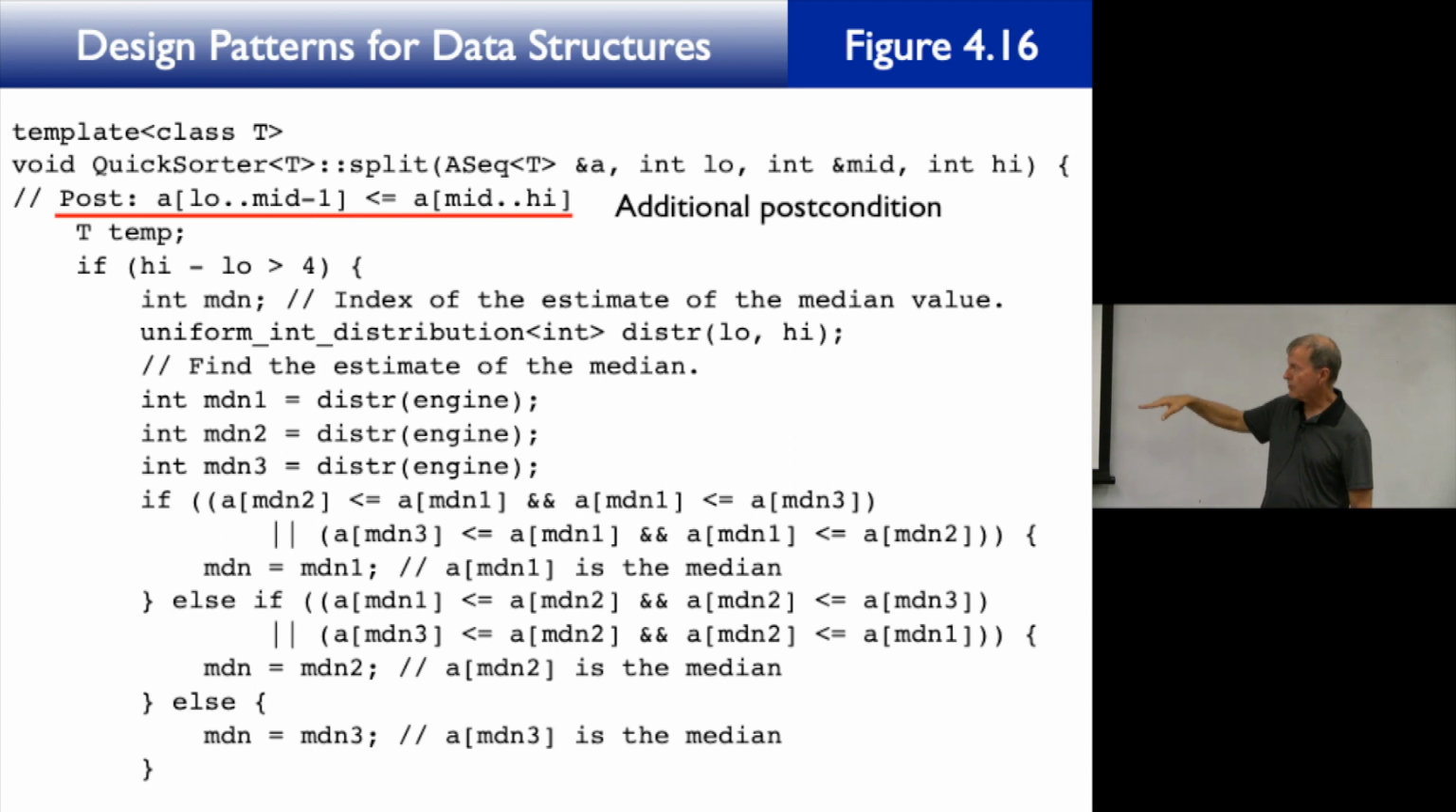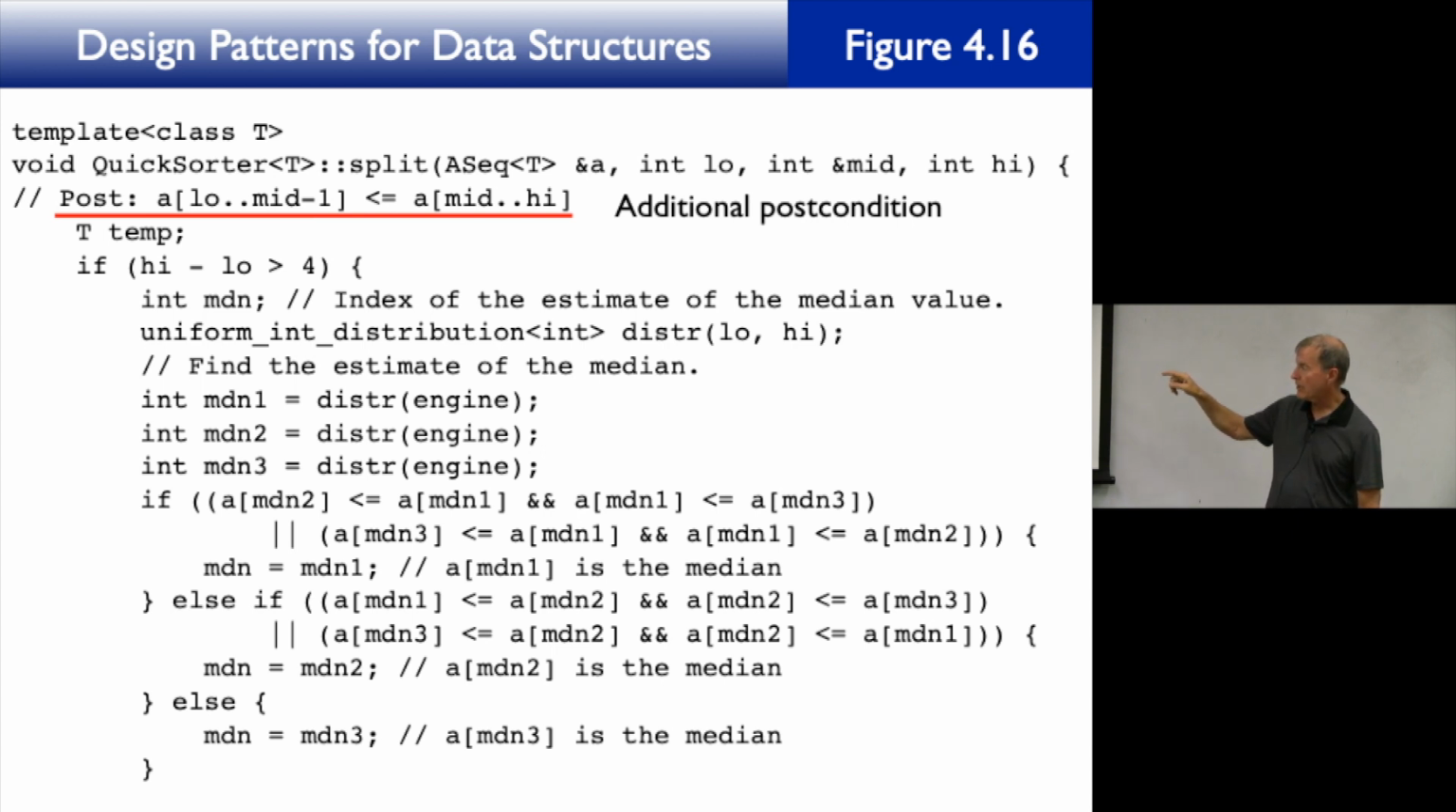Take a look here. This part of the code is finding the estimate of the median. Here's another part of the C++ random number generator library. You see this uniform int distribution? What do you suppose that gives you? A uniform distribution of integers between low and high. You can have different distributions, Gaussian, Poisson, but we want a uniform distribution between low and high.